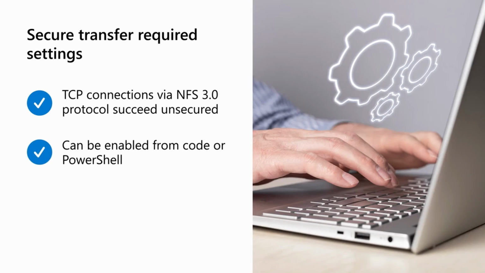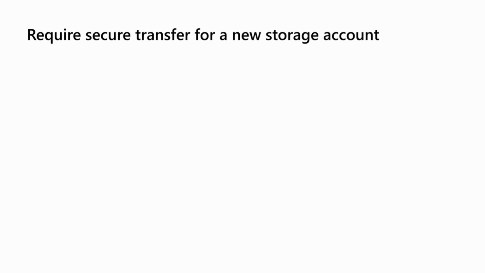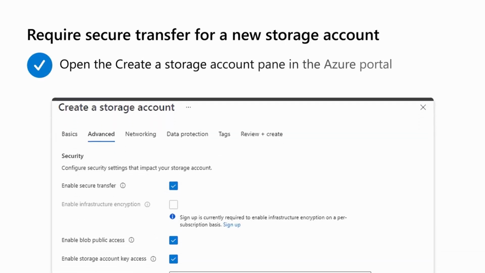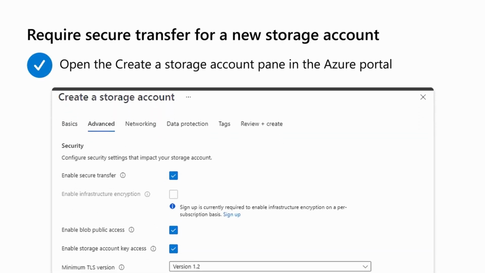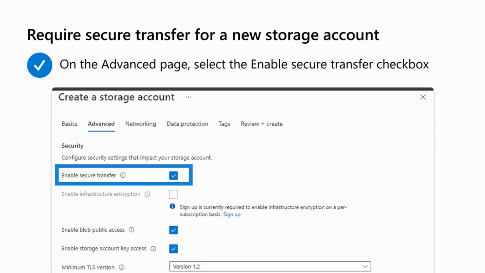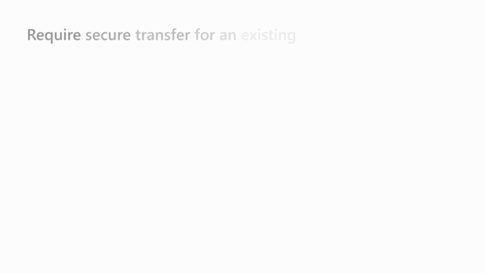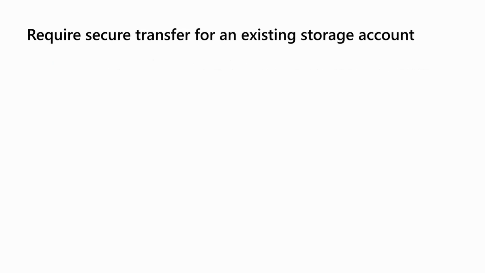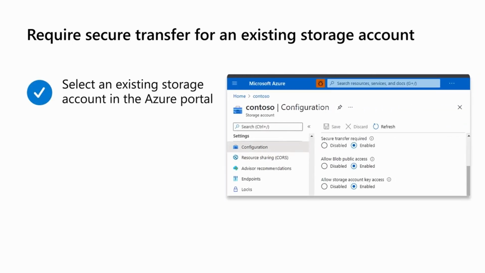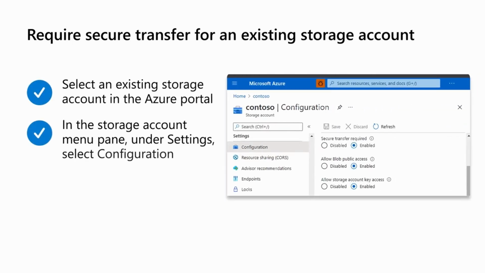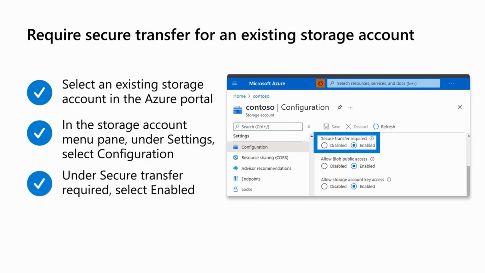Let's explore more about the different ways to enable this security feature. Require secure transfer for a new storage account. Open the Create Storage Account pane in the Azure portal. On the Advanced page, select the Enable Secure Transfer checkbox. Require secure transfer for an existing storage account. Select an existing storage account in the Azure portal. In the Storage Account menu pane under Settings, select Configuration. Under Secure Transfer Required, select Enabled.